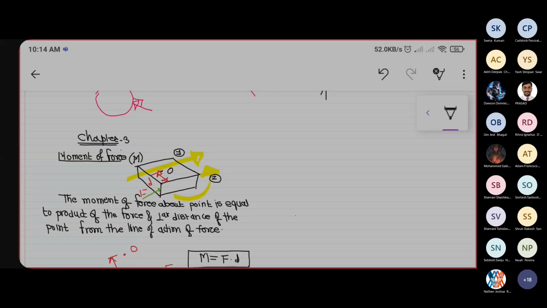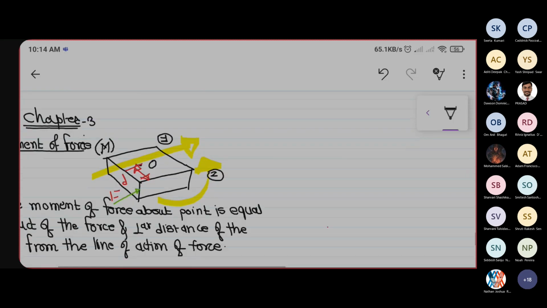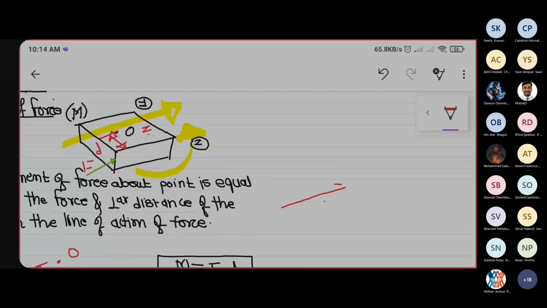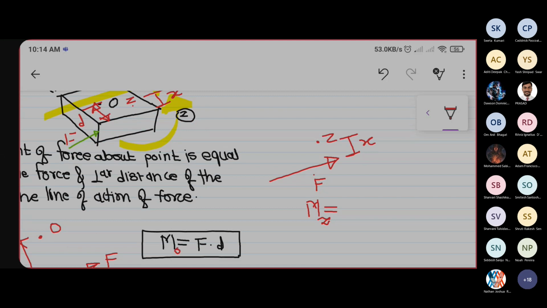So which point do you want? You want about point O. If you want about another point, like point Z, then it will be like this: force F, this is point Z. Let's consider the distance between Z and the force as X. So M about Z is equal to F into X, or XF. So this is called a moment.